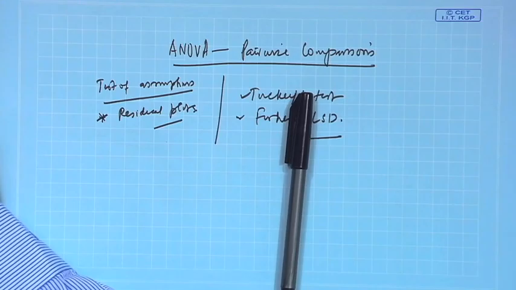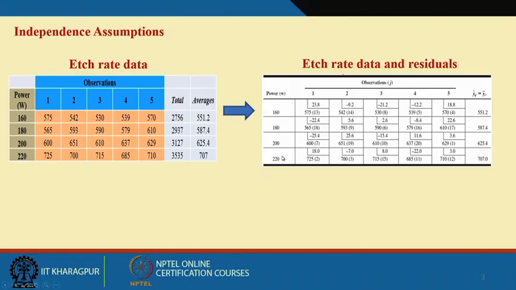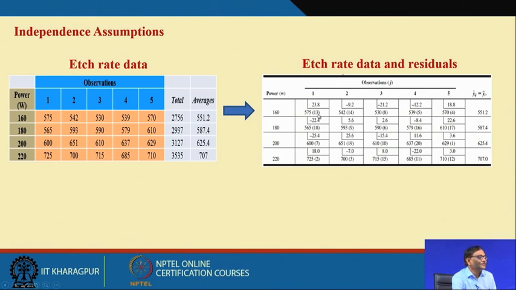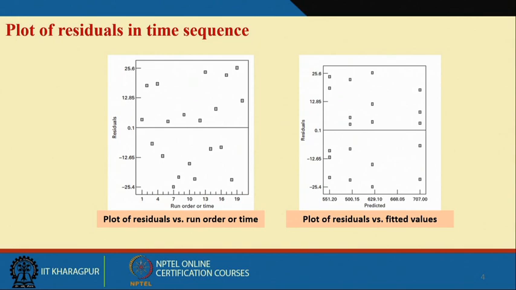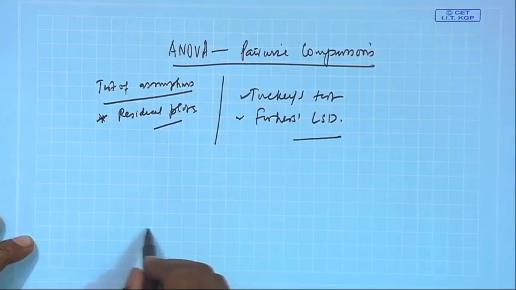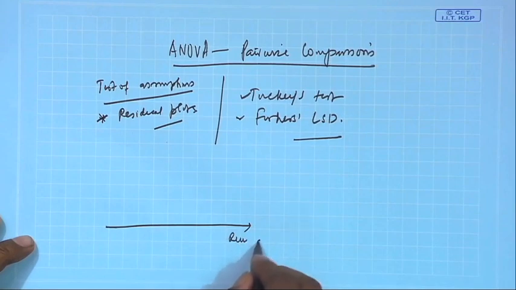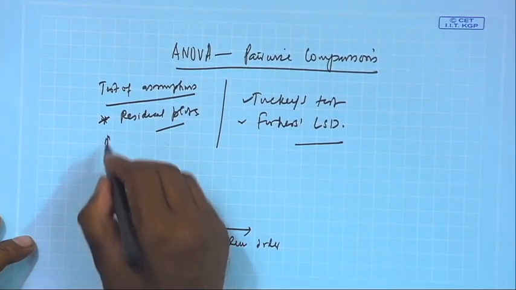Let us see the first data, the etch rate data. We have developed the ANOVA model and finally computed the residuals. Like in the first cell, 23.8 is the residual, in the second cell minus 9.2, like this. In this table you see the original y values, the residuals or estimated error values, and the run orders within brackets, in which order the experiment was conducted. First we will see the plot of run order versus residuals.